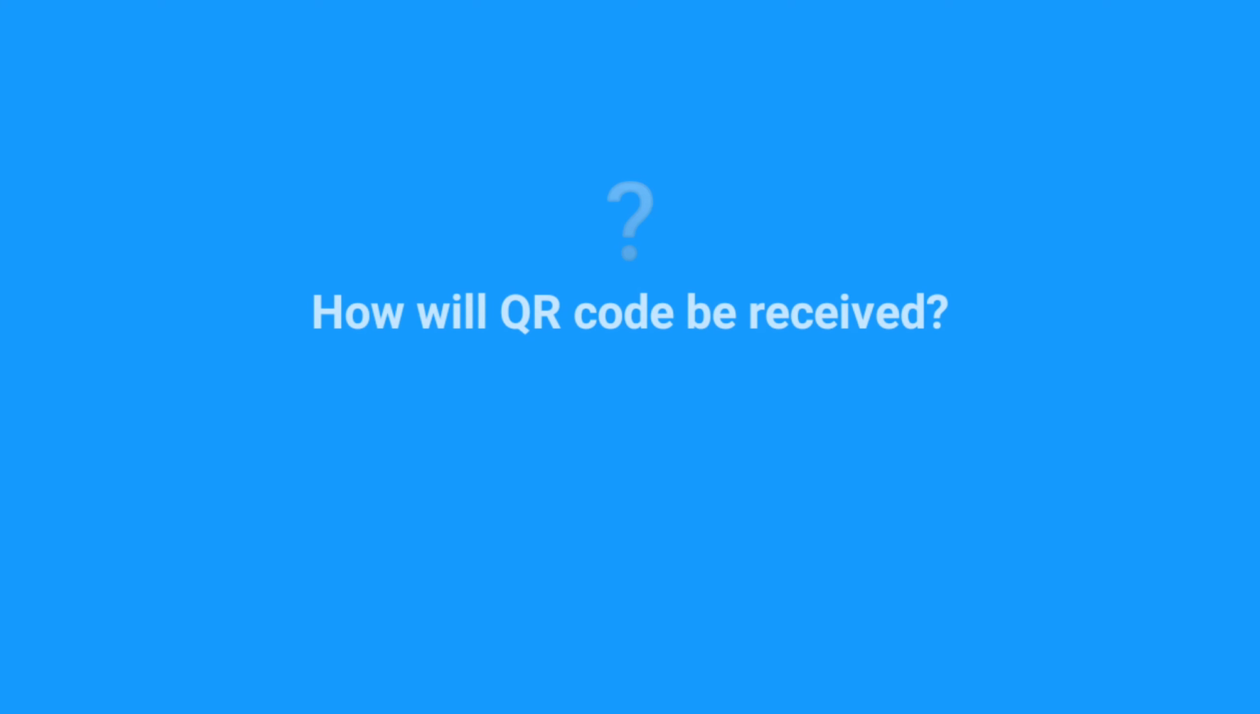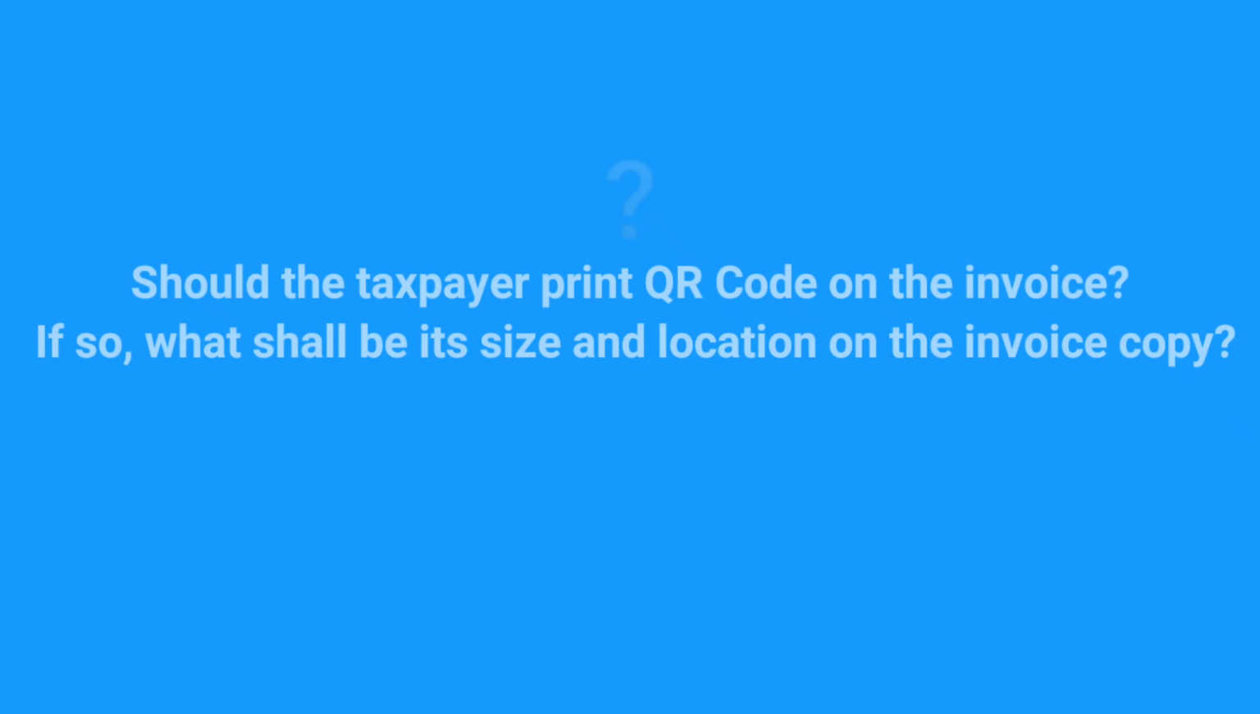Should the taxpayer print the IRN on the invoice? No, it's optional. IRN is anyways embedded in the QR code to be printed on invoice. How will the QR code be received? The QR code is part of signed JSON returned by the IRP. It is a string which the ERP or billing software can read and convert into QR code image for placing it on the invoice copy.